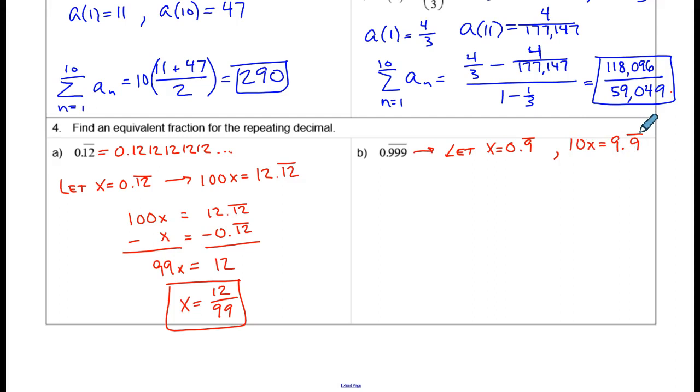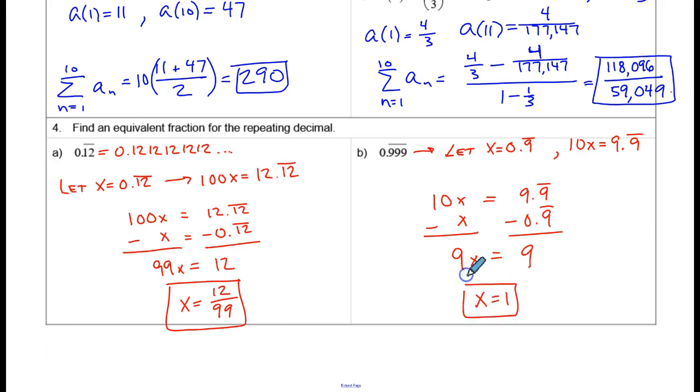Okay, then I'm going to set up the same equation I did before. I've got 10x minus x, and the equivalent to that is 9.9 repeating minus 0.9 repeating. So we've got two equations here: 10x minus x, that's 9x. 9.9 repeating minus 0.9 repeating is 9. Guess what, folks? When you divide both sides by 9, you get x equals 1.